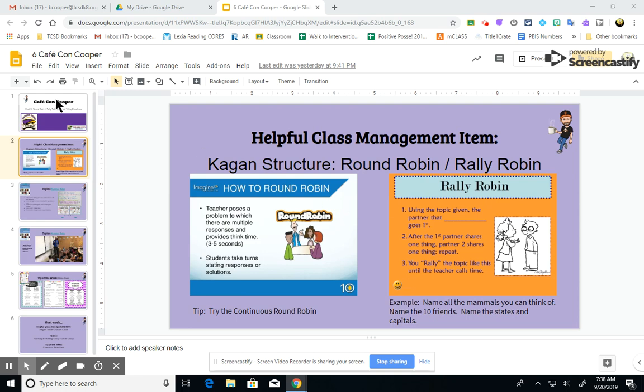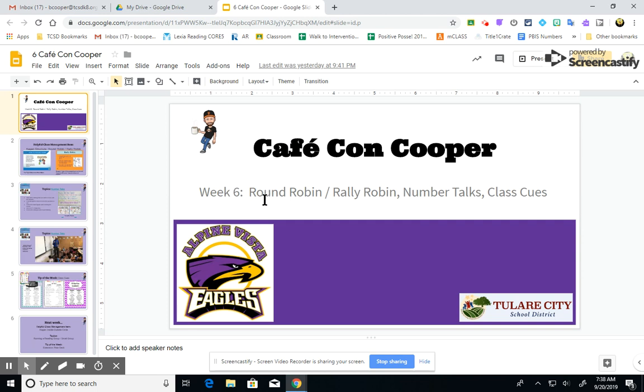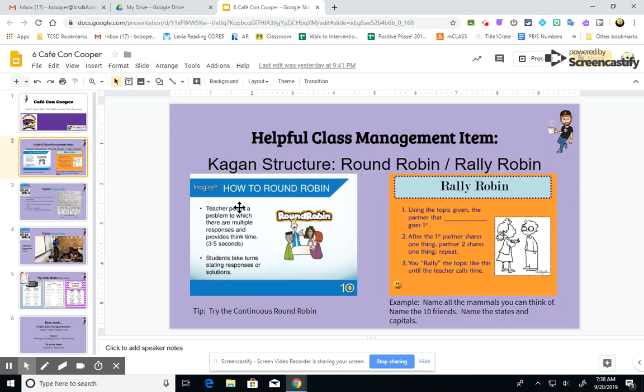All right, so here's our overview. We're going to be talking about round robin, rally robin, number talks, and some fun class cues. Helpful structure: Kagan Structures. Again, I love these things. I keep talking about them. Please let me know if they're going well in your room. I'd love to see how things are going.